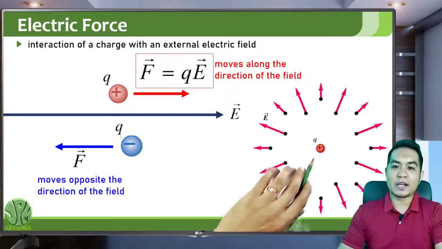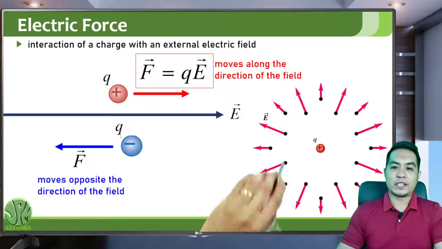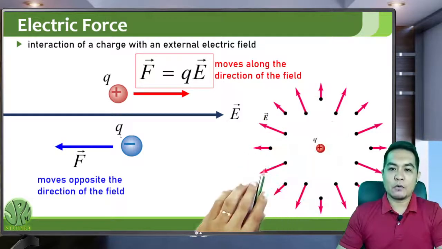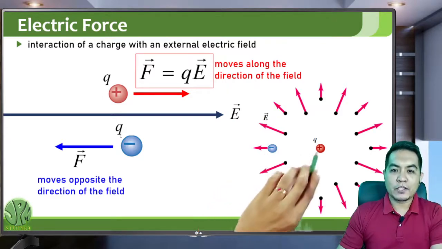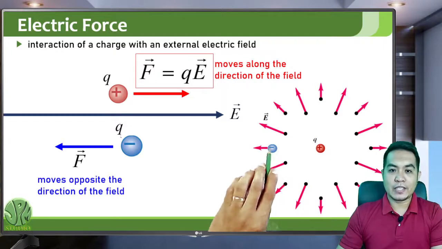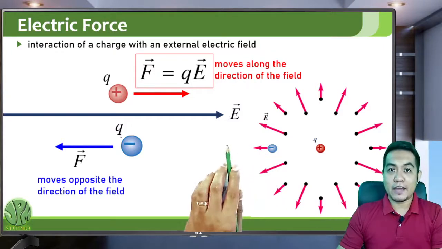If you go back to the point charge, this is the electric field of a point charge. Now, if we place a negative charge at this point, we know that the electric field due to the point charge Q is in that direction, towards the negative x-axis.